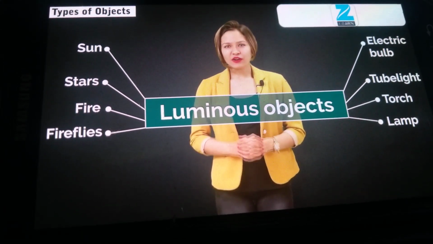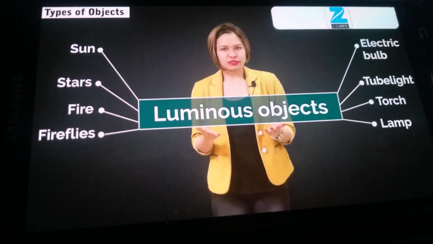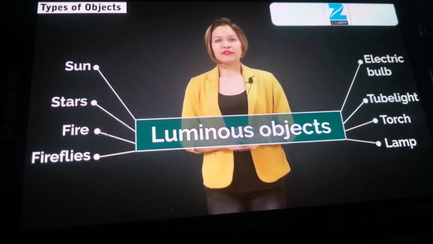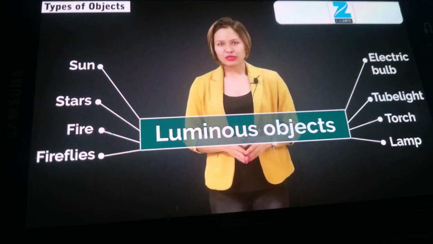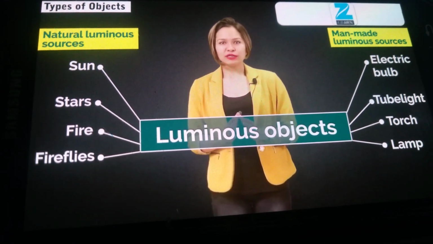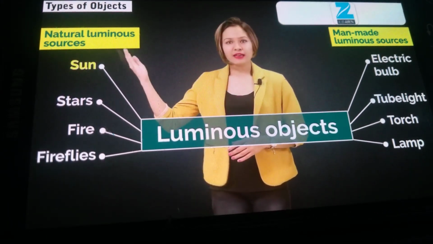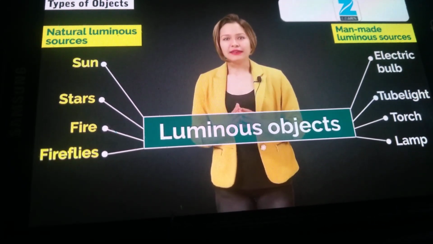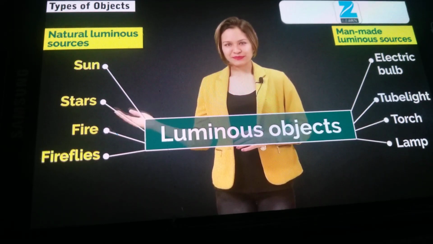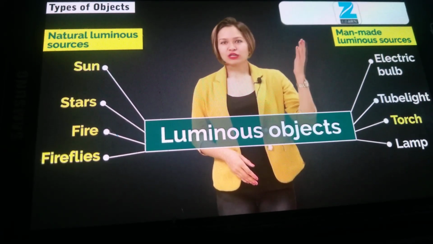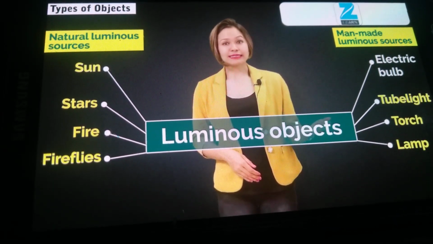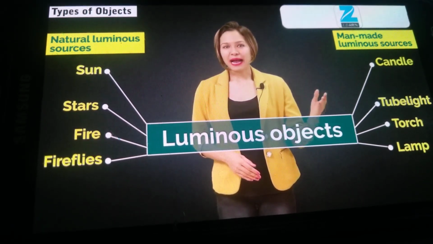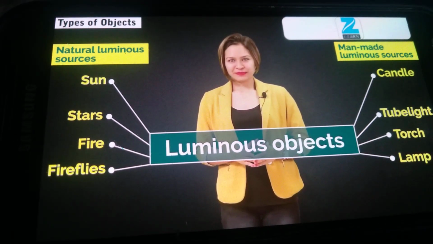Now, can you categorize luminous objects into certain groups? Well, we can divide these objects into two groups, natural and man-made luminous sources. Sun, stars, fire, and fireflies come under natural luminous sources. And torch, lamp, tube light, lighted candles, searchlight, etc. come under man-made luminous sources.